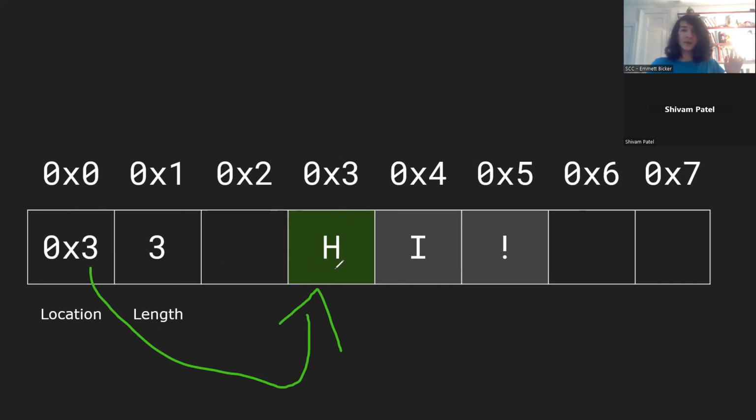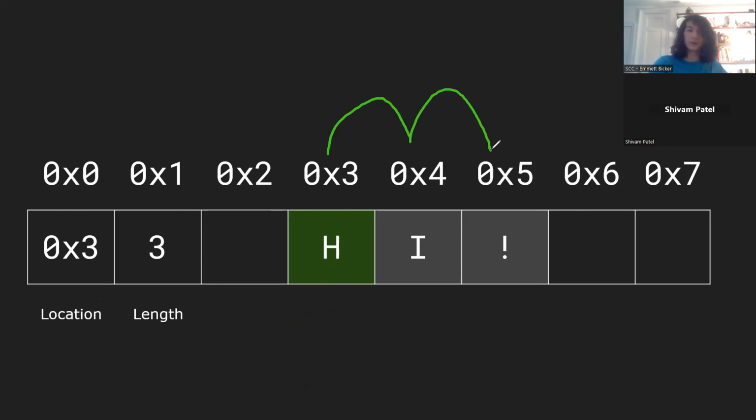So if I want to print out my string, then I would just print out every single character at every single memory location. I would print out 3 characters, one after another, at the start of my memory location. So I'll say, okay, 0x3 is the start of my string, and since it's 3 characters long, I'll print out the character H, and then the second one and the third one. Does that make sense?